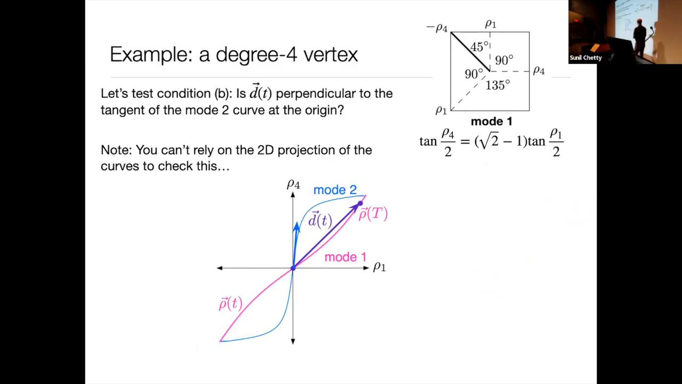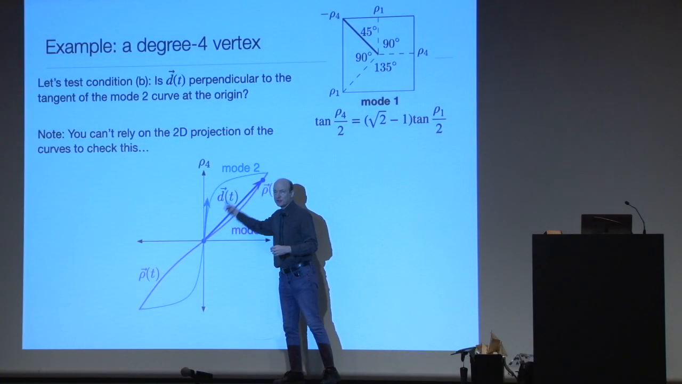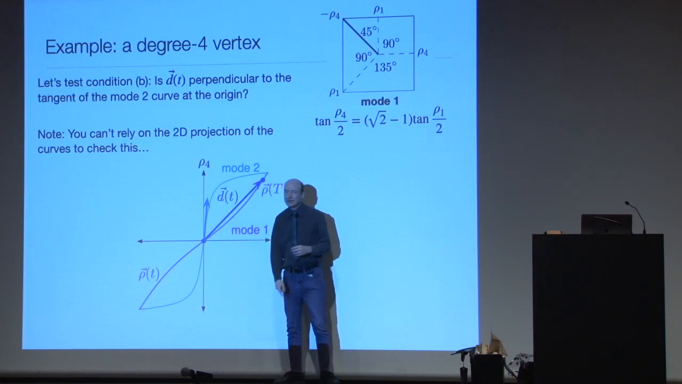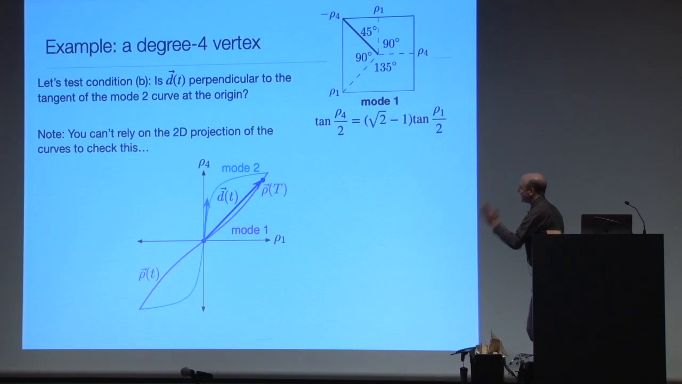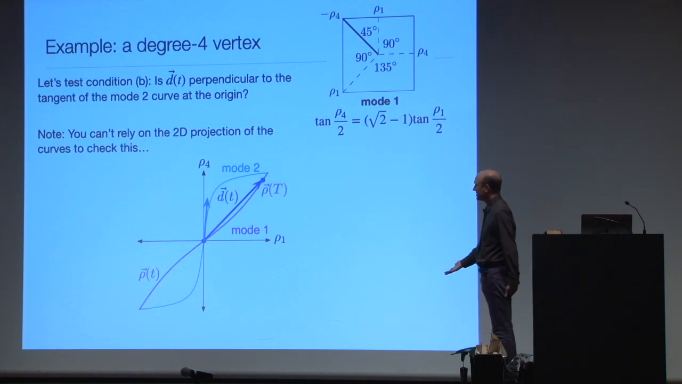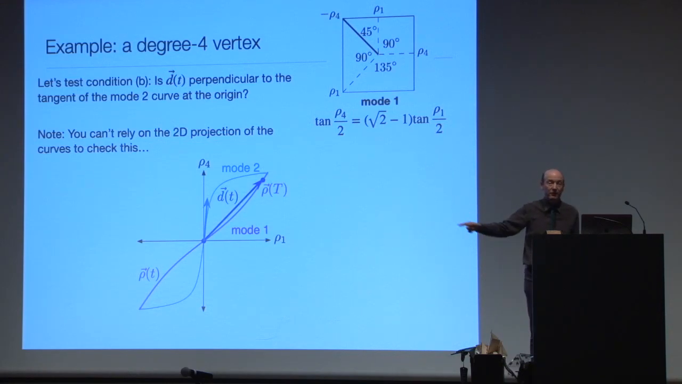Here, this is another cartoon. I want to take my driving force vector, the purple thing, and dot product it with the tangent of the mode 2 vector at the origin. I want those to be 0. This is a potentially much harder thing to achieve, because how do I know that's going to be 0? In fact, in this picture, it doesn't look like it would be. 0 means perpendicular. Those don't look perpendicular, but remember, this is 2 dimensions, not 4 dimensions.